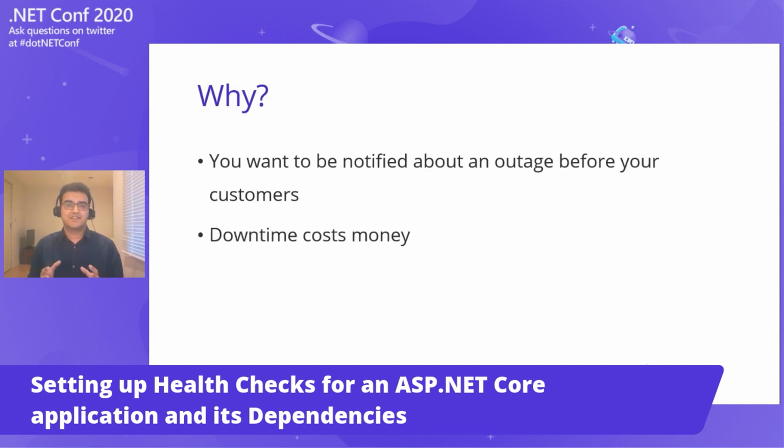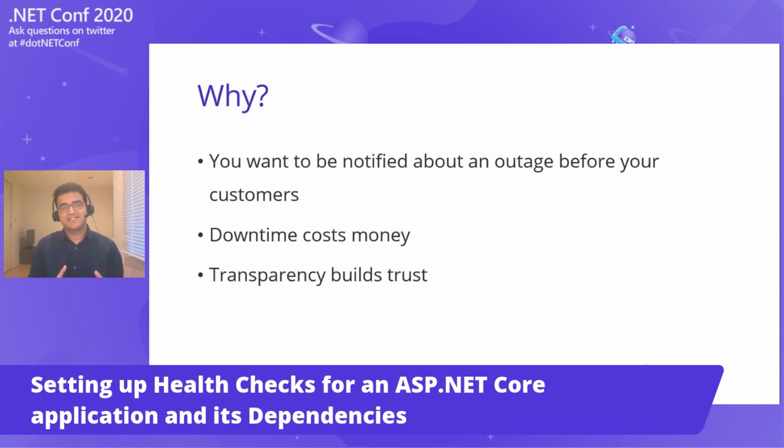Second, downtime costs money. Now, not only do you want to know about an outage before your customers, but you also want to know about an outage the moment one occurs. The reason for that is because the moment an outage occurs, you want to be able to notify your internal IT team so that they can look into this issue and try and get this thing resolved at the very earliest. Because for every minute your application is down, it may end up costing the business a lot of money.